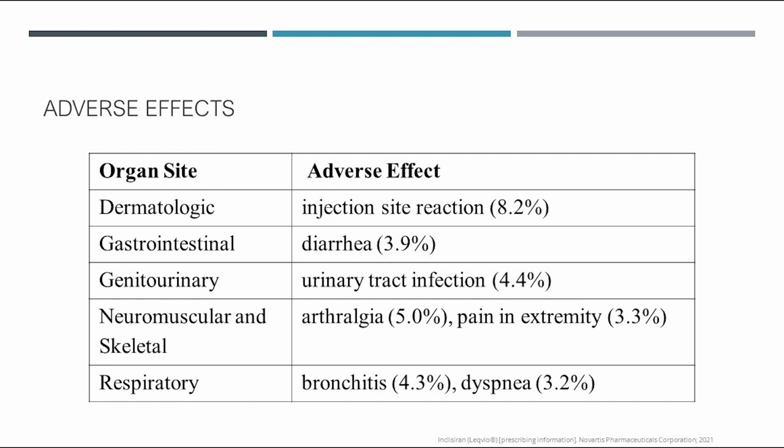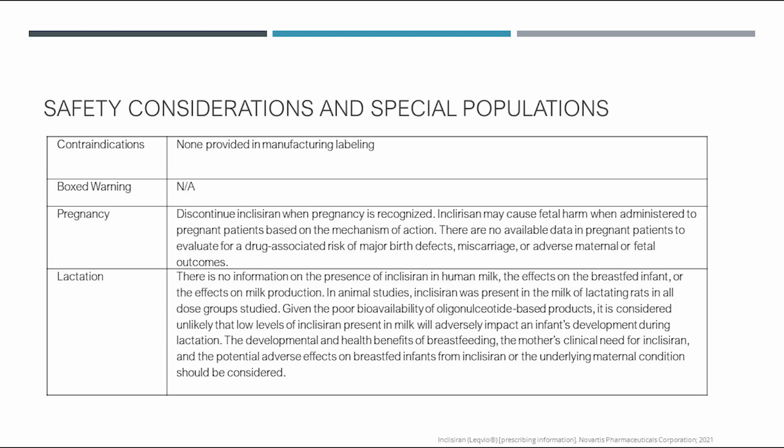Inclisiran may also have some bronchitis and dyspnea associated with it. Again, both of these occur in less than 5% of the patients. Other safety considerations and use in special populations to consider when utilizing inclisiran are that there's no contraindications for this agent at this time. There are no box warnings. It's important to note that in terms of pregnancy, we should discontinue inclisiran when pregnancy is considered.